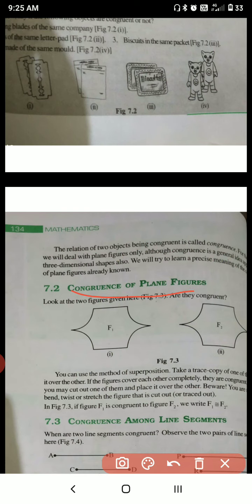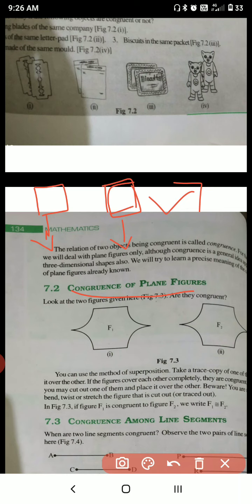Suppose you have a square and I am not writing the measurement, and you have a second square. When you superimpose the first square on the second square, superimposing means you are placing it upon the second square, if their measurements are equal and they superimpose on each other, this type of figure is known as a congruent figure.